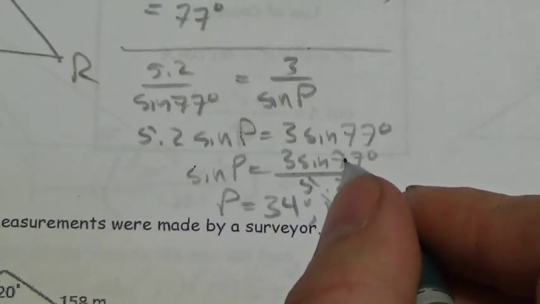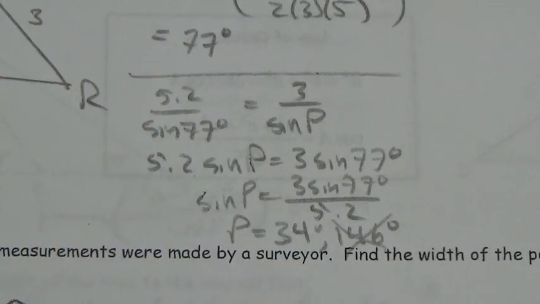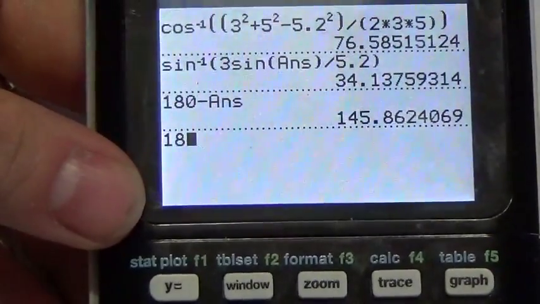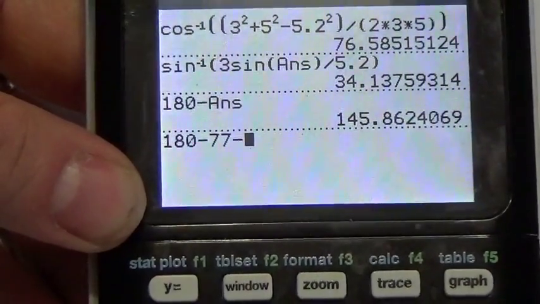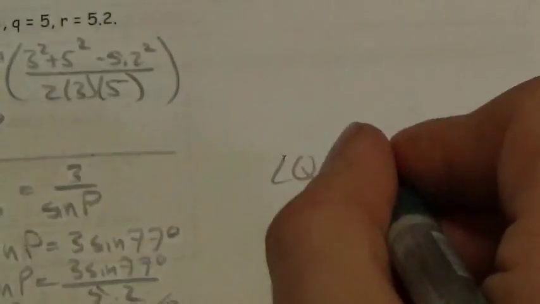Okay? So I know that angle R is 77. I know that angle P has got to be 34. And to find angle Q, I'm just going to subtract those two from 180. Okay, so 180 minus 77 minus 34. I know that angle Q has got to be 69 degrees.